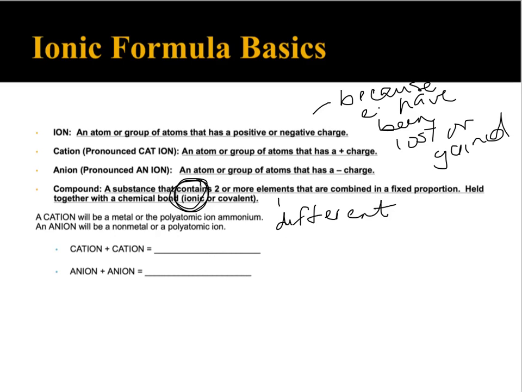Now, we're going to get a little more specific about cations and anions. Cations, when we're talking about ionic compounds, the cation will either be a metal or the polyatomic ion ammonium. And remember, you should have committed to memory the chemical formula for ammonium, which is NH4 plus 1. Our anions will be nonmetals or any one of those other polyatomic ions.